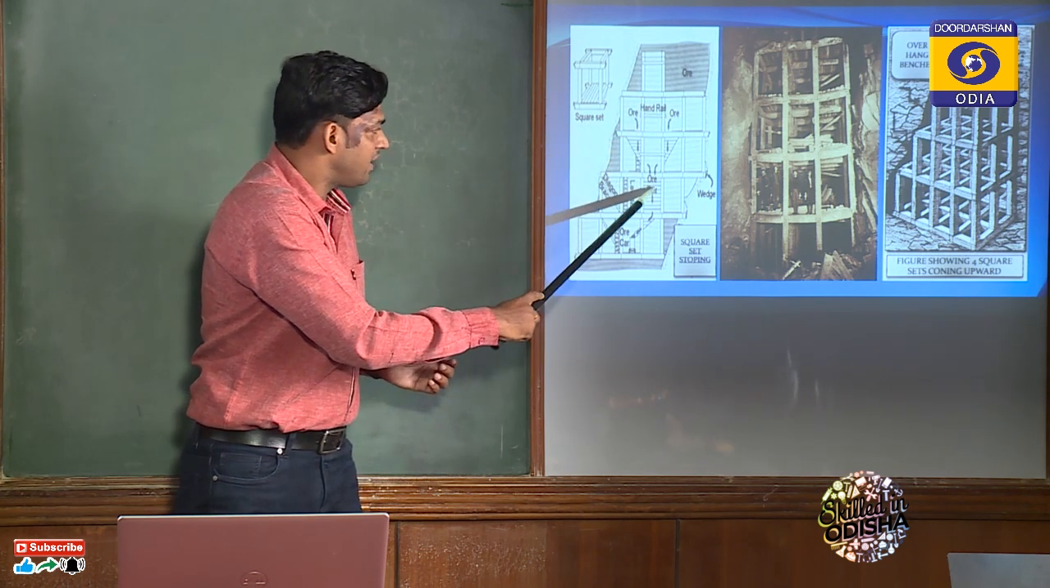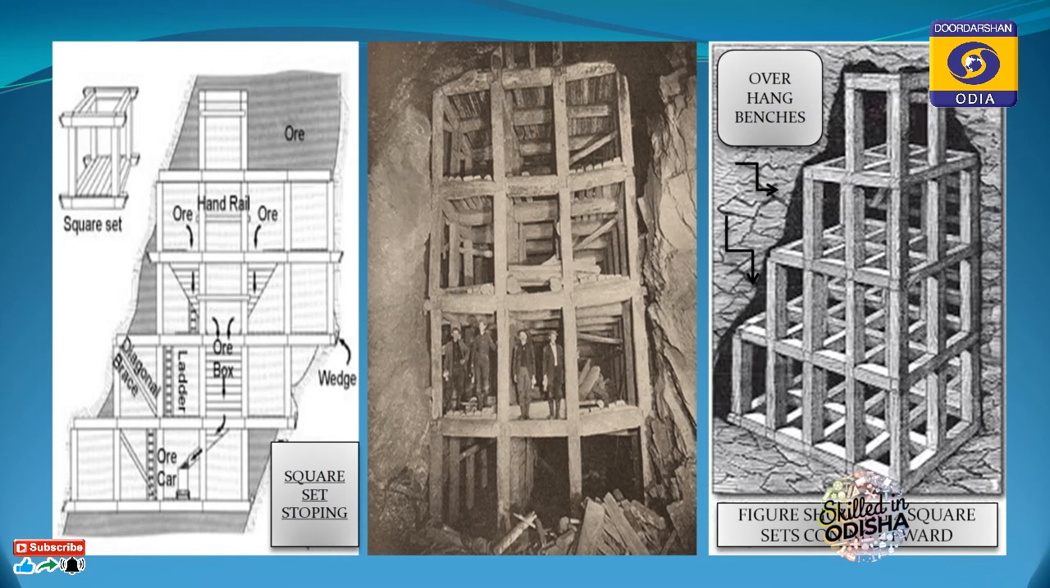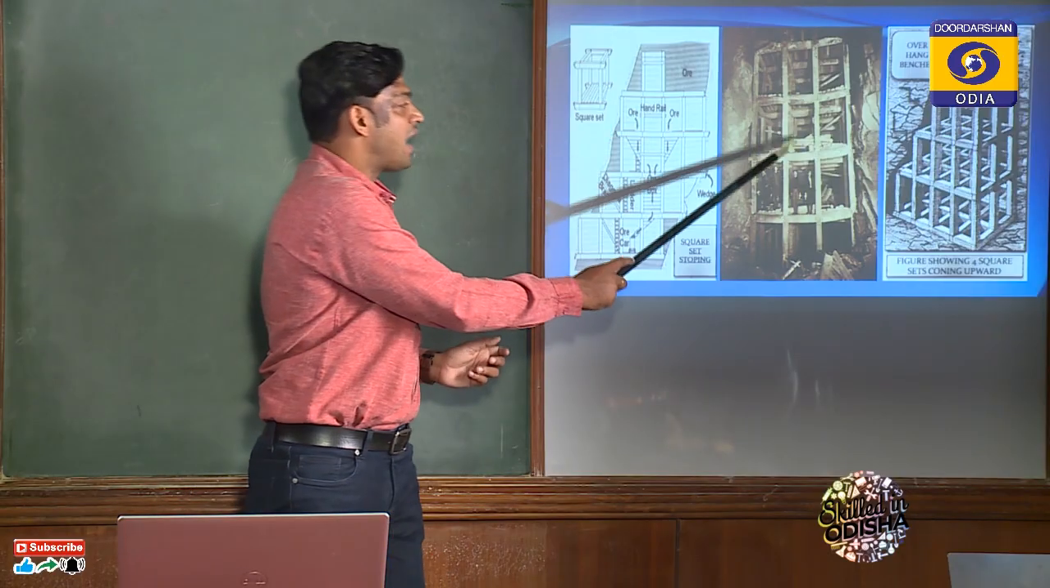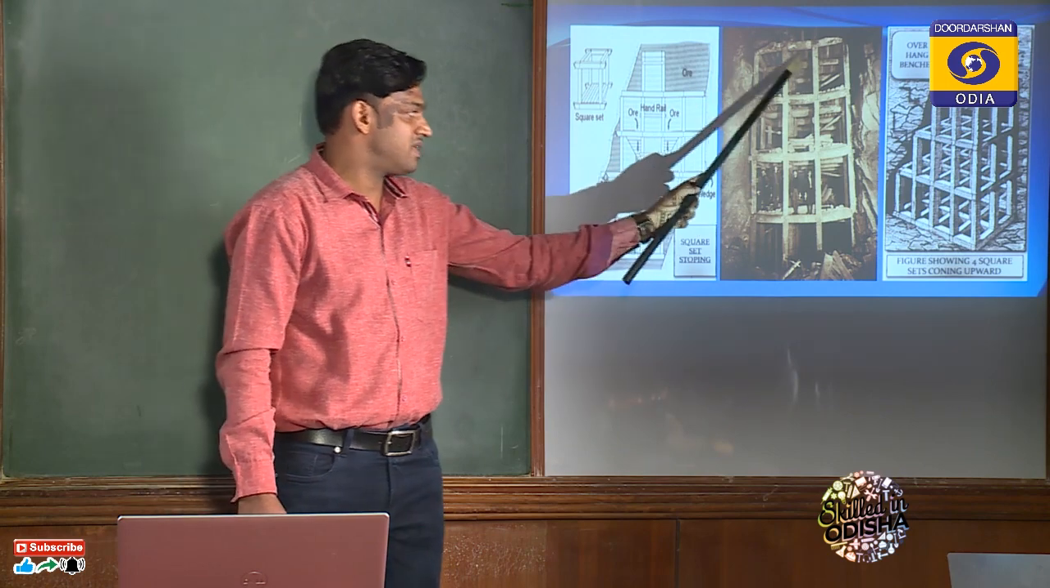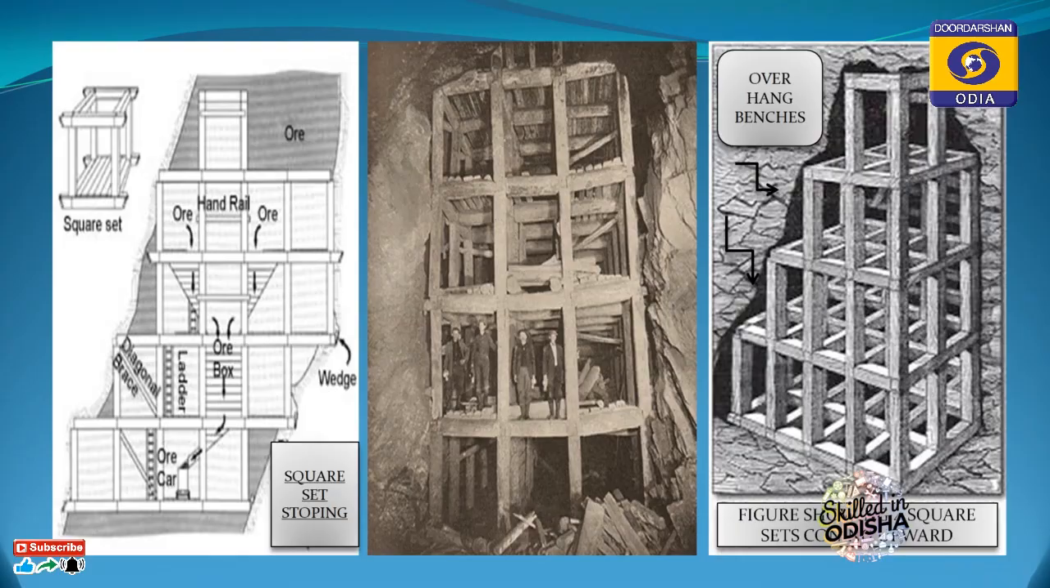Now that is guided into this ore box. You may call it an ore bin, from where it is manually operated and loaded to the ore cars. And this is actually how it looks in real mining. This is the actual picture of what it looks like in real mining.